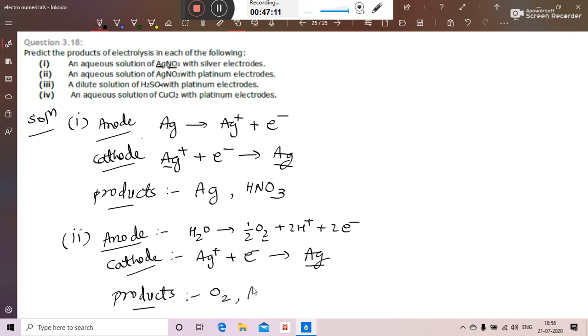Now at anode one more ion is there, H plus ion. That H plus ion is going to react with NO3 minus of AgNO3 to form HNO3. Here you will get oxygen as well as silver as well as HNO3.